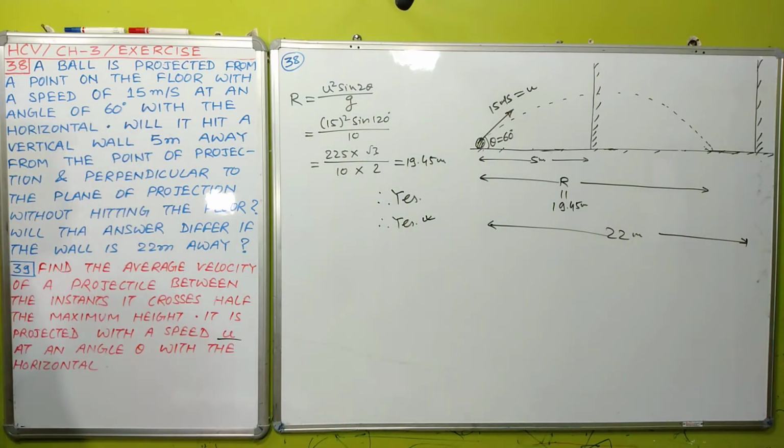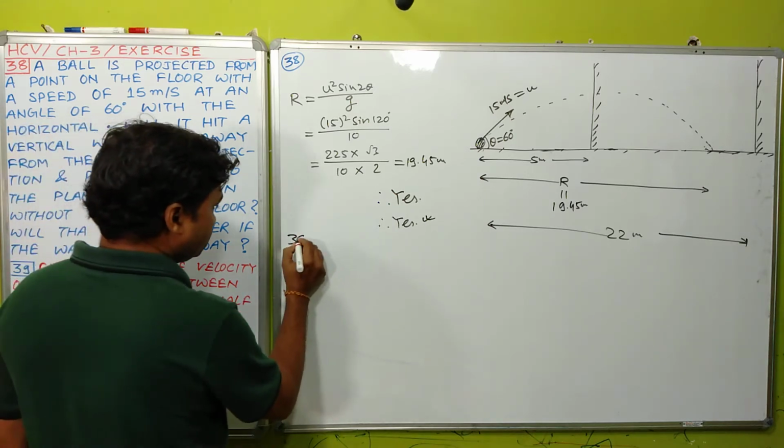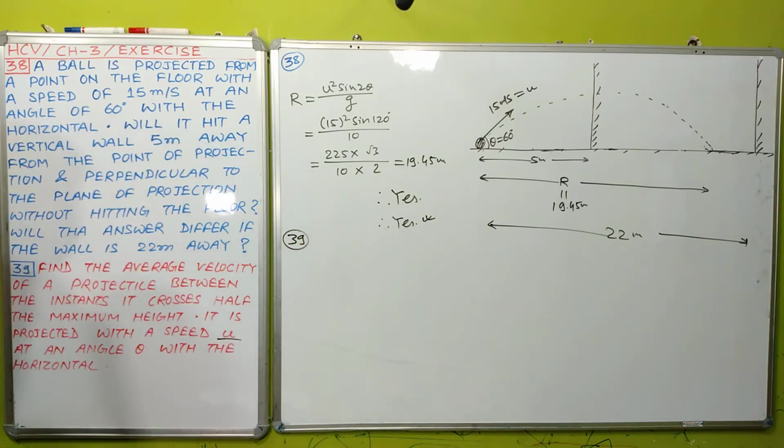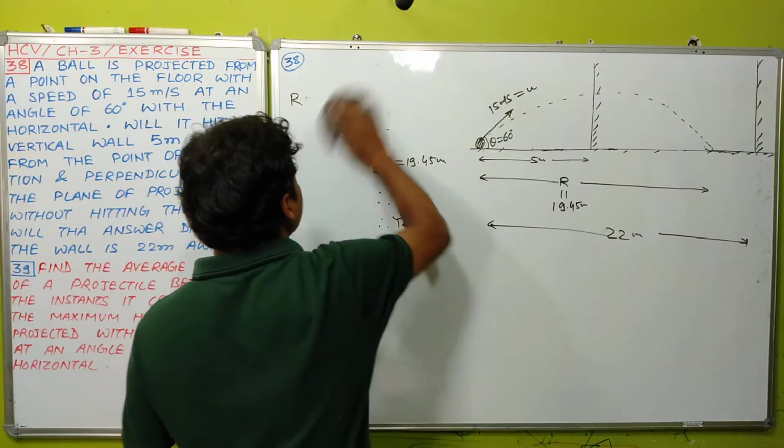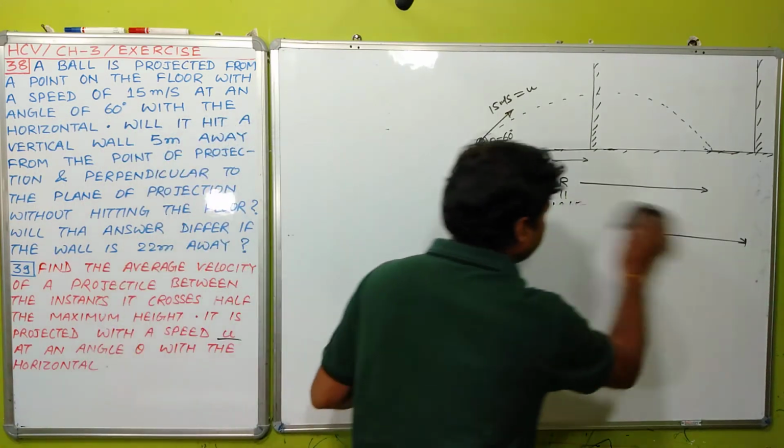Okay, clear? Now we solve question number 39. Question number 39 is saying, find the average velocity of a projectile between the instants it crosses half the maximum height. Okay, let us solve question number 39, students.